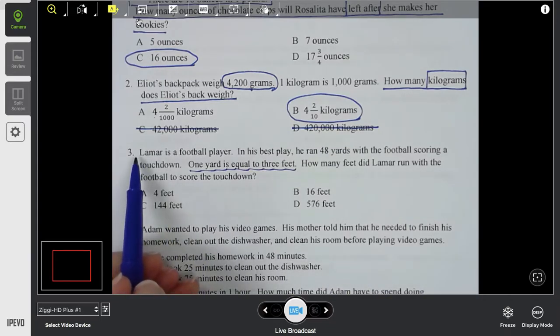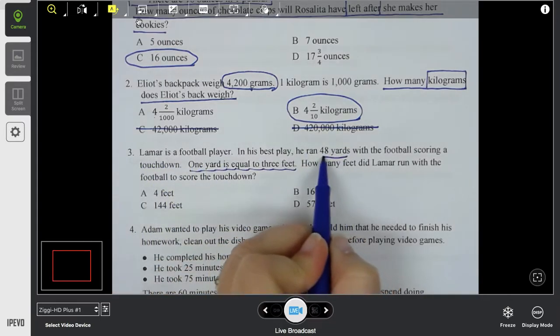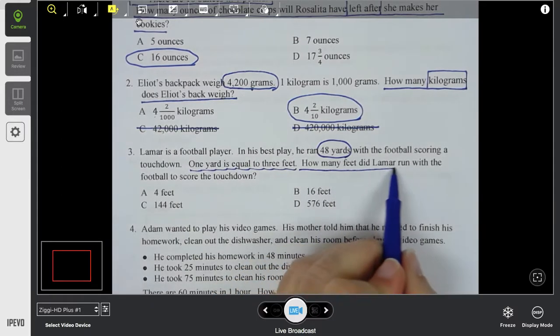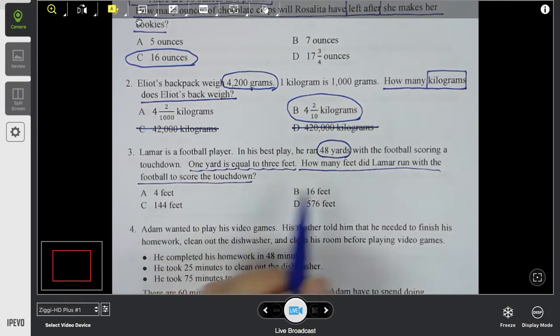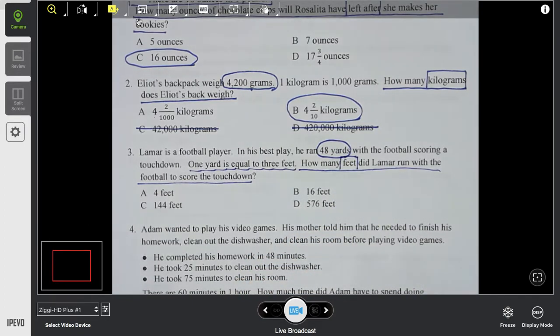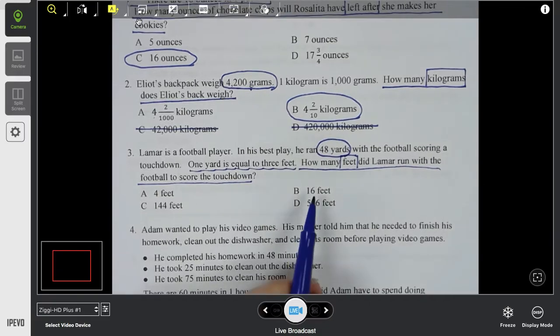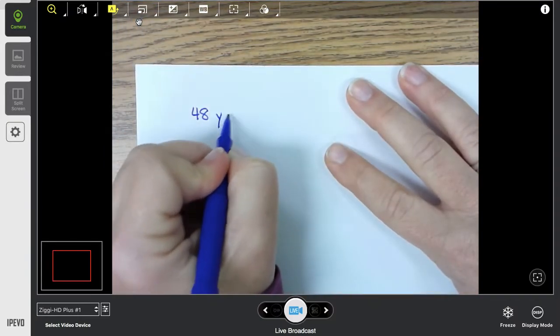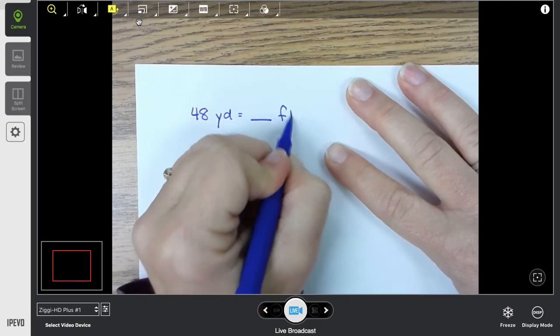Okay, so I'm going to use my cubes. Go back 48 yards with the football, and he scored a touchdown. How many feet did Lamar run with the football to score the touchdown? So we're just doing a straight conversion again. 48 yards converted to feet. And if you see all the answer choices, they're all in feet. So we're going to change yards to feet. Okay? So we have 48 yards equals how many feet?